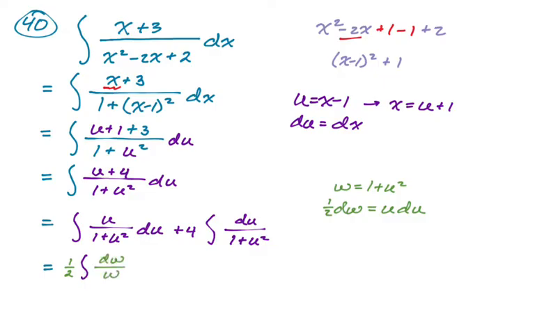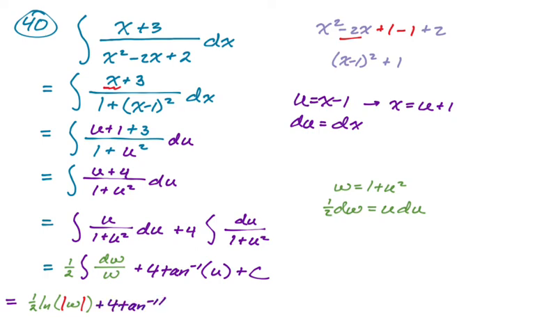That's natural log for sure. The other integral is the integral of 1 over 1 plus u squared. Perfect arctan. So it's going to be 4 and then arctan, or tan inverse, of u plus c. Now we just need to sub back in. We need to do the first integral actually, I guess: 1/2 natural log absolute value of w, and then plus 4 tan inverse.